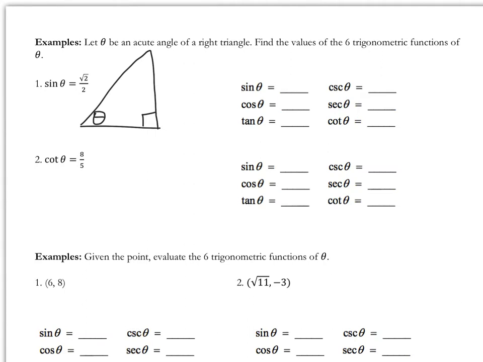Now sine is opposite over hypotenuse. So the numerator is the opposite value. The denominator is the hypotenuse value. So opposite, square root of 2, hypotenuse, 2. Now this is just like those problems on the other side. How do I find this missing side? Call it x. I'll have to do the Pythagorean theorem.